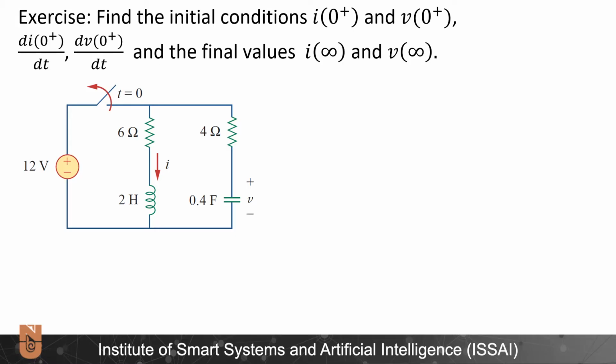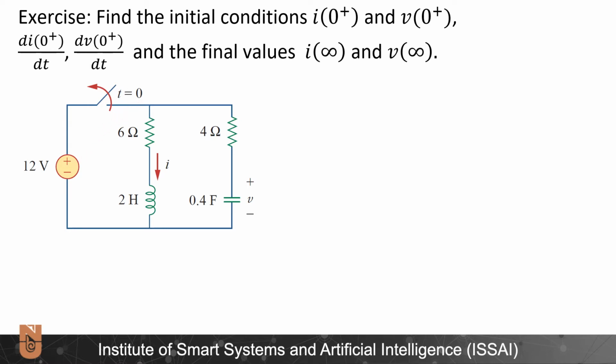Alright, in this first exercise, we need to find the initial conditions I0, V0, the first derivative of I, the first derivative of V at t equals 0, and the final values of I and V at t equals infinity. And we have a circuit where a 12-volt source is connected to these two branches before t equals 0. And at t equals 0, the voltage source is disconnected from the rest of the circuit.